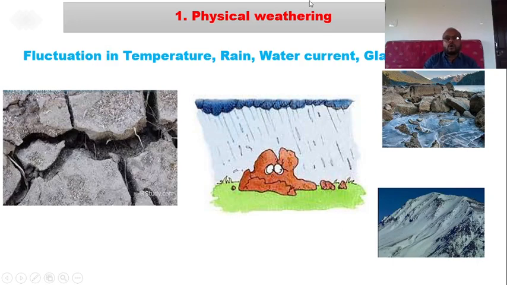So I think you have got how physical weathering takes place and how the physical agents participate in the weathering of the rock. You have to remember temperature, rain, water current and glaciation. All these physical agents are responsible for physical weathering. That means the large rock is disintegrated into smaller rock, or there will be erosion of the rock.